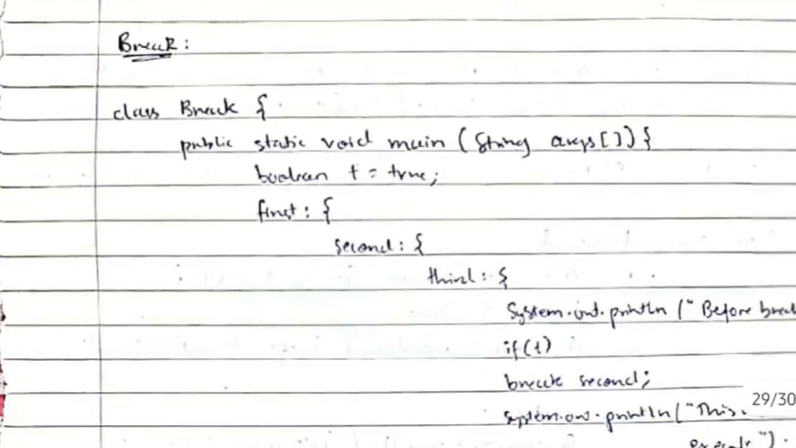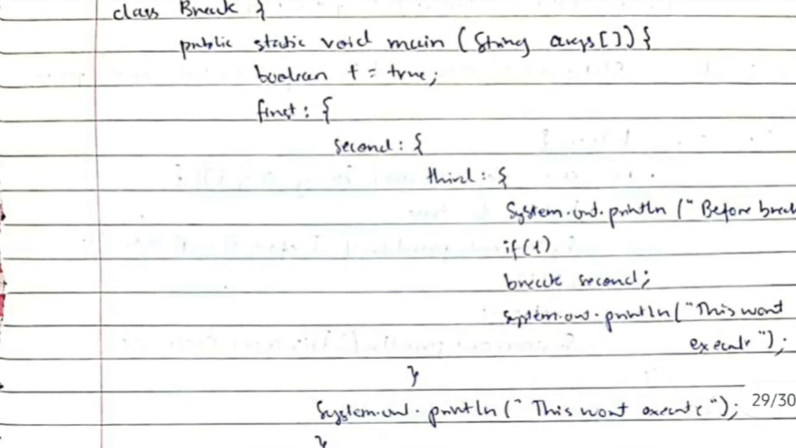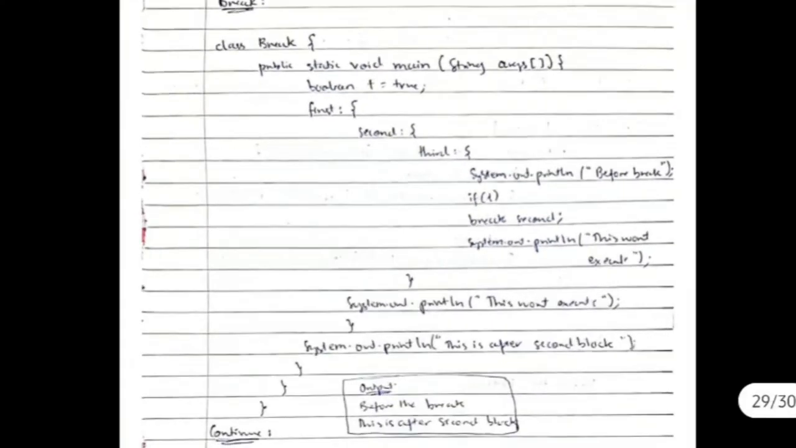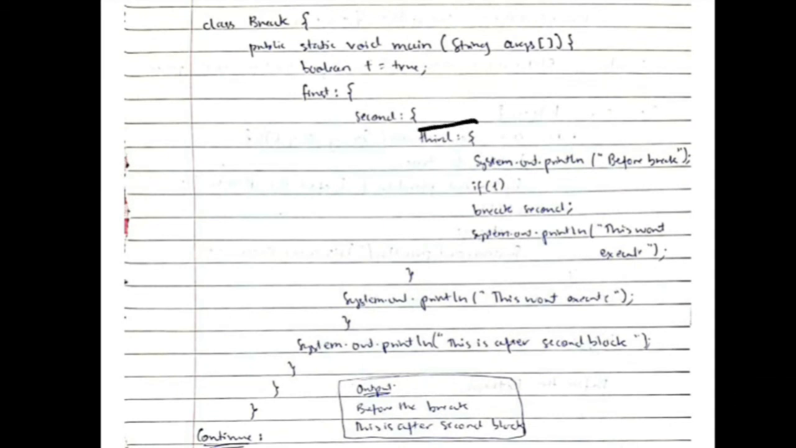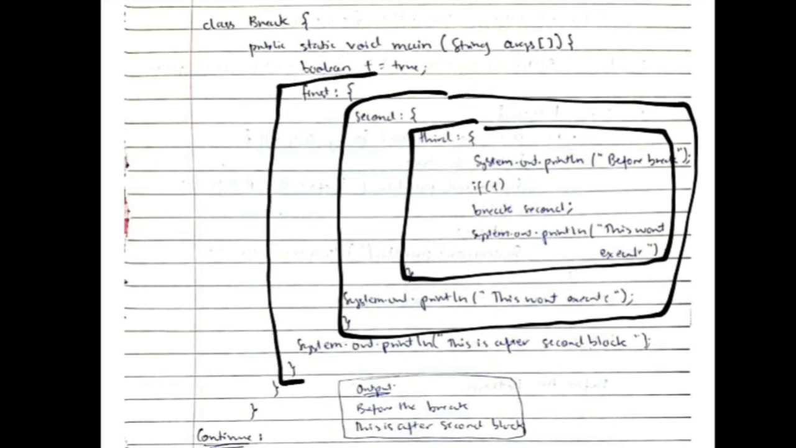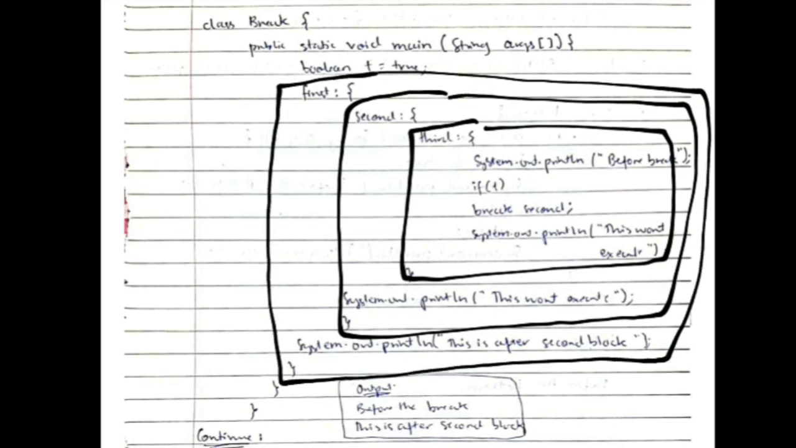Now I have defined some blocks of code here which have names. These are nothing but labels. So this is called the first block, second block, and third block. Let's see the scope of the blocks. The third block is defined here, this is the third block, second block is this, and the first block is this. So these are the blocks.